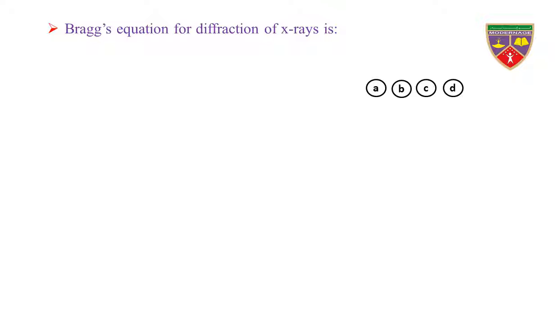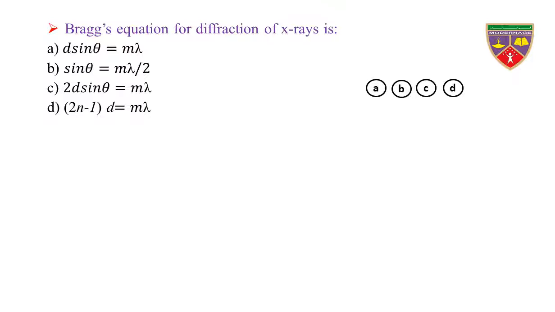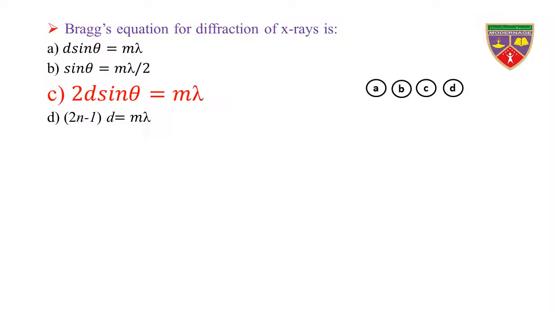Bragg's equation for diffraction of X-rays is: option A, d sin θ = mλ; option B, sin θ = mλ/2; option C, 2d sin θ = mλ; option D, (2n − 1)d = mλ. The key is 2d sin θ = mλ. Therefore, the correct option is C.